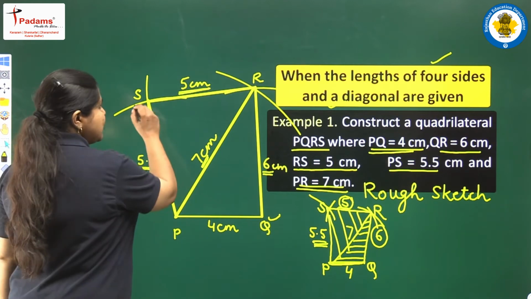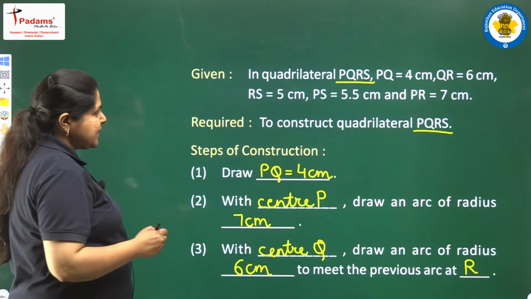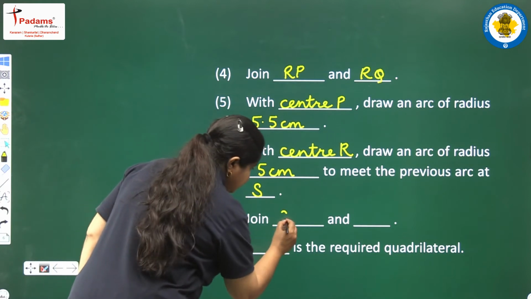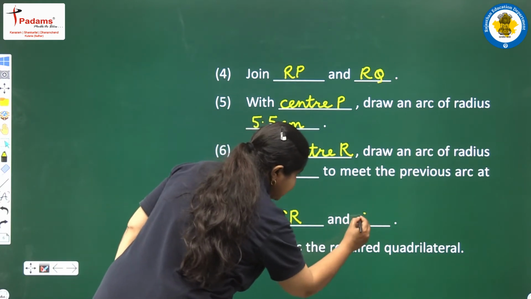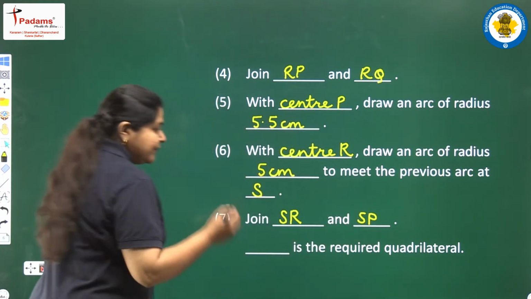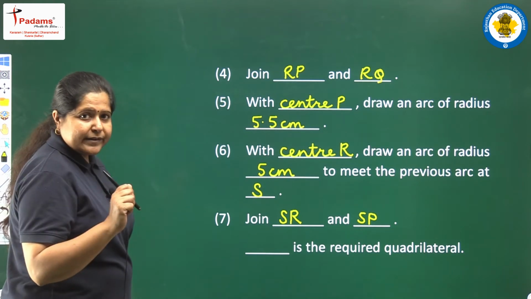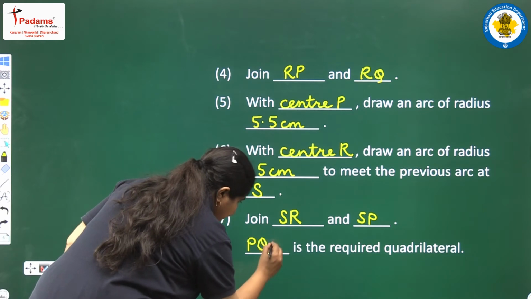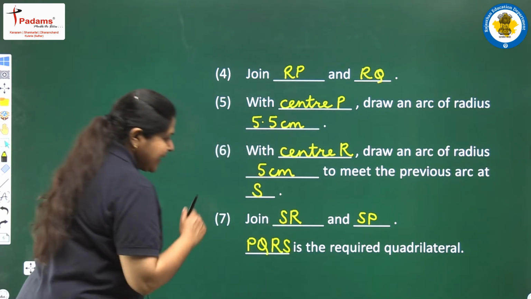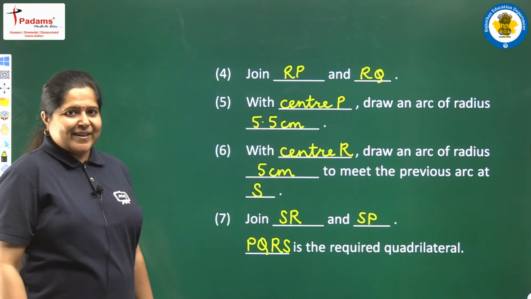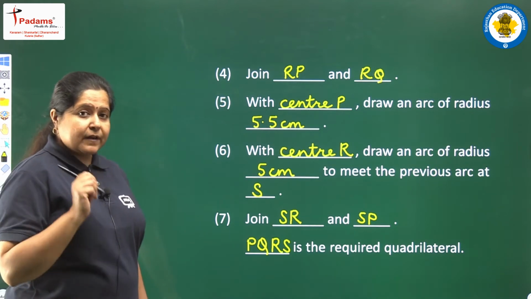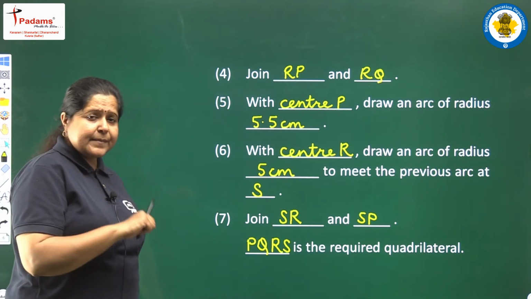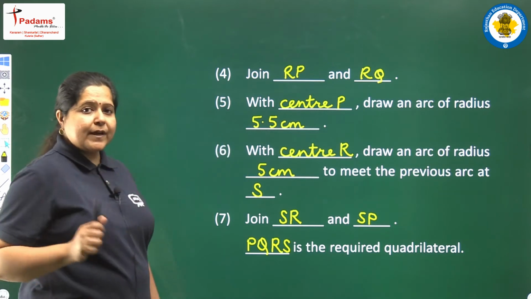What next? Join SR and SP. So we can write here, join SR and SP. With this we got the required quadrilateral, and we can write here as PQRS is the required quadrilateral. So, this question is complete with the rough sketch, with the main diagram and with all these steps of construction.